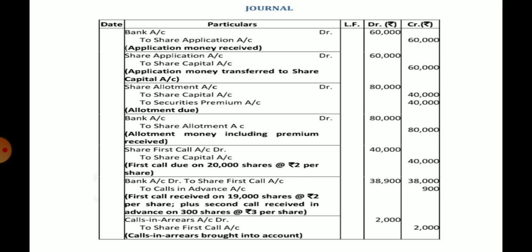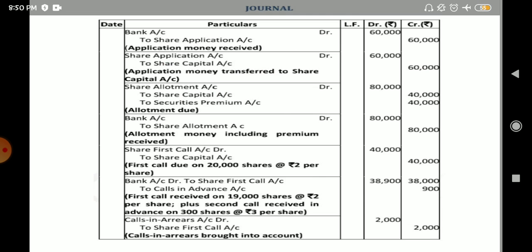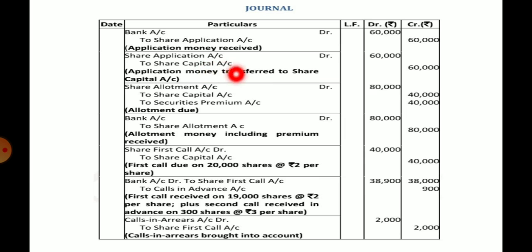Okay, so first transferring the money, 60,000, that will be bank to share application. Why 60,000? Because 20,000 into 3 per share, that will be 60,000. Share application is transferred to the share capital account. Then allotment was made, 80,000, of which 40,000 is share capital and 40,000 is premium, because 2 rupees is share capital and 2 rupees is security premium.